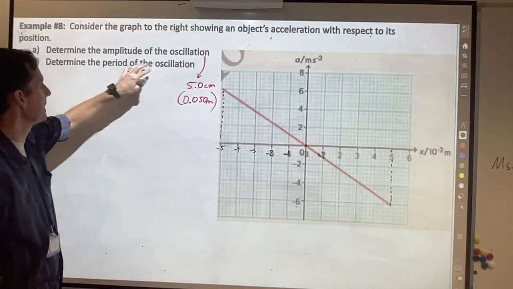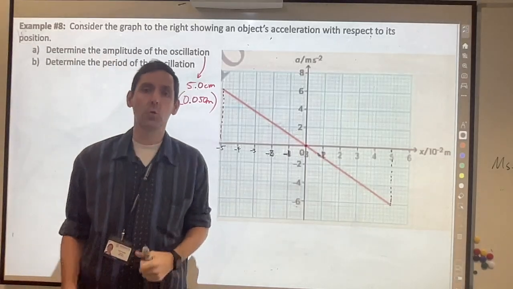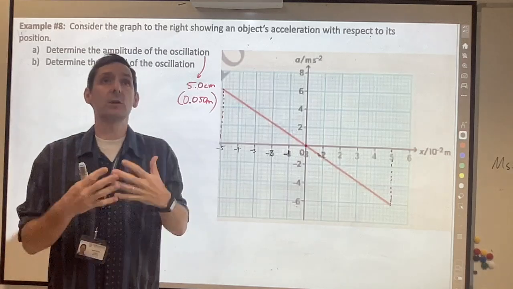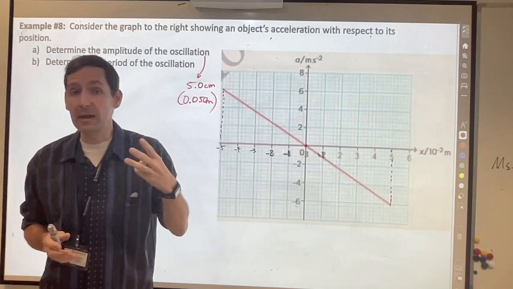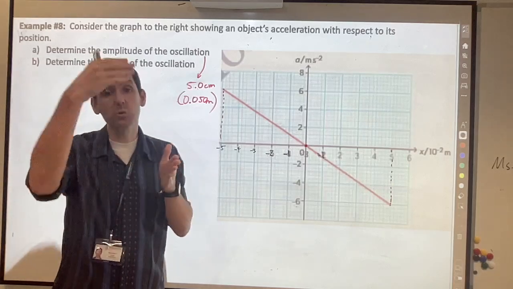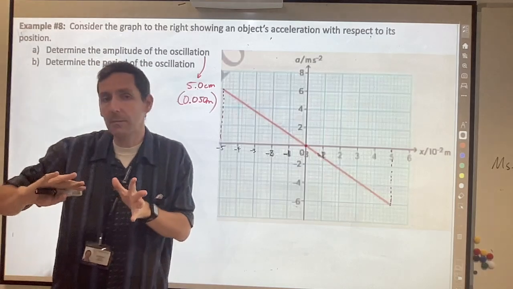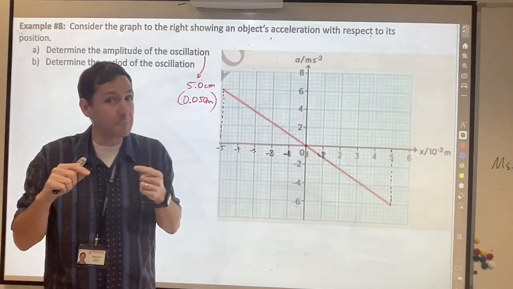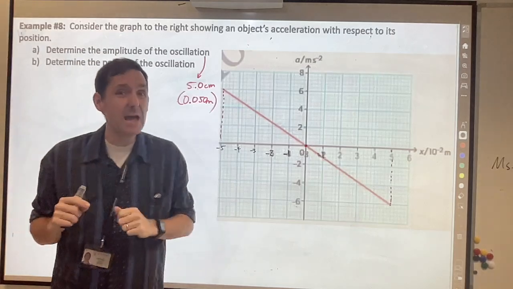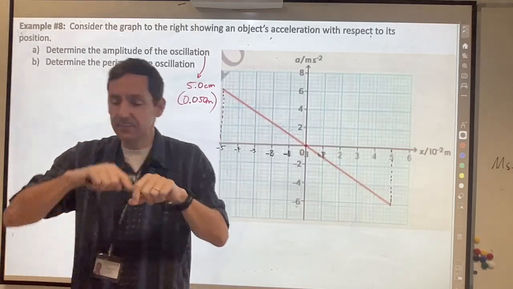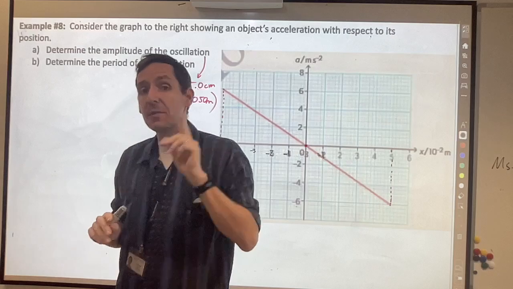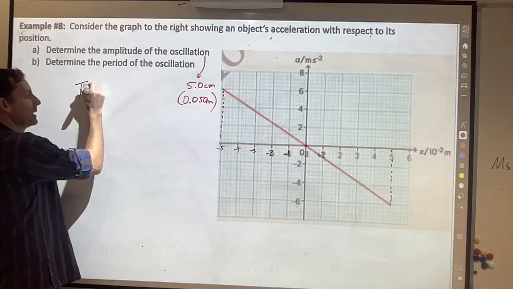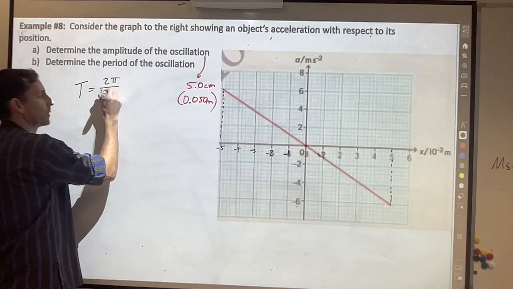Okay. Secondly, it wants us to determine the period. And so when I want to determine the period, I should be looking through my equations. I should be trying to think about what equations have period. Now I've got three that come to mind right away. I have the period equals 1 over the frequency, which is 2 pi over omega. Okay, that one. I've got the period equals 2 pi times the square root of m over k, but that's only for oscillating springs. And then I've got the period equals 2 pi times the square root of L over g, but that one is only for pendulums. And so therefore, I'm going to go with the one that is period equals 2 pi over omega.